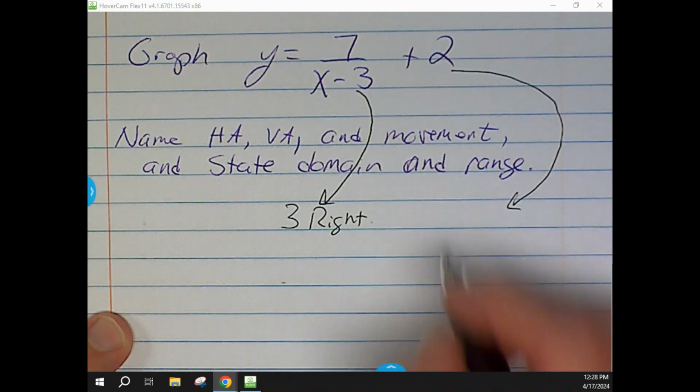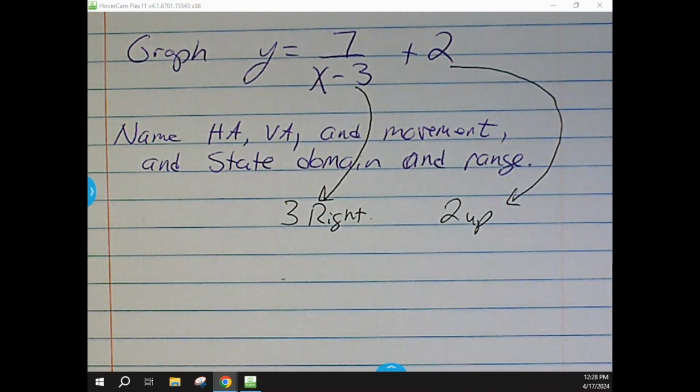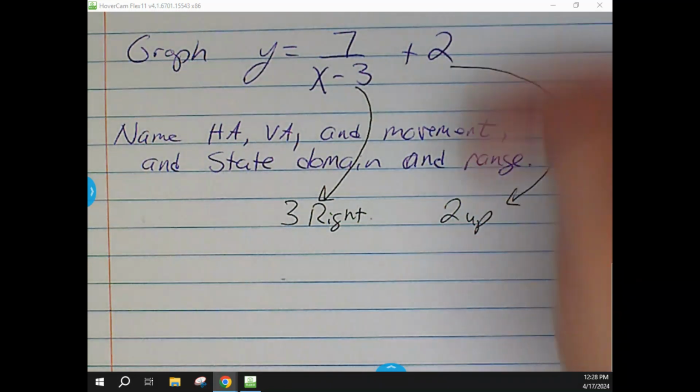The +2 that's here means that's going to go 2 up. And again, it's just like when we did the quadratics. There's nothing weird about the numbers. You just look at it. The number in the denominator, it's 3, left to right, opposite direction. The number that's out here, that's your up or down.